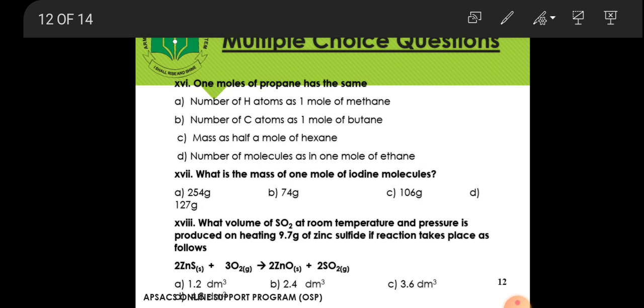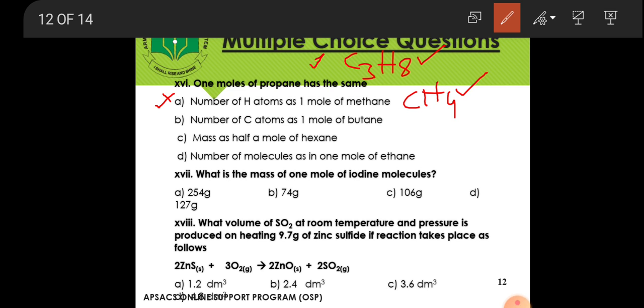Let's solve question number 16. 1 mole of propane has the same number of hydrogen atoms as 1 mole of methane. The formula of propane is C3H8. So A part: 1 mole of propane has the same number of hydrogen atoms as 1 mole of methane. No, in propane there are 8 hydrogen atoms, in methane there are 4 hydrogen atoms. So this statement is wrong.